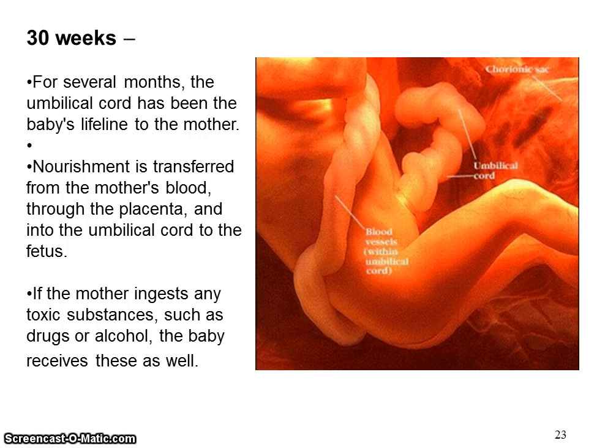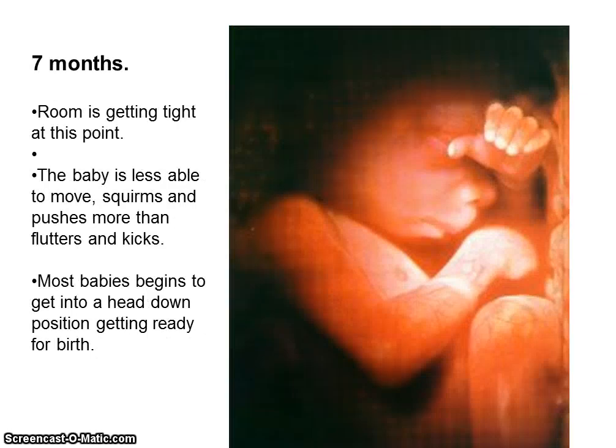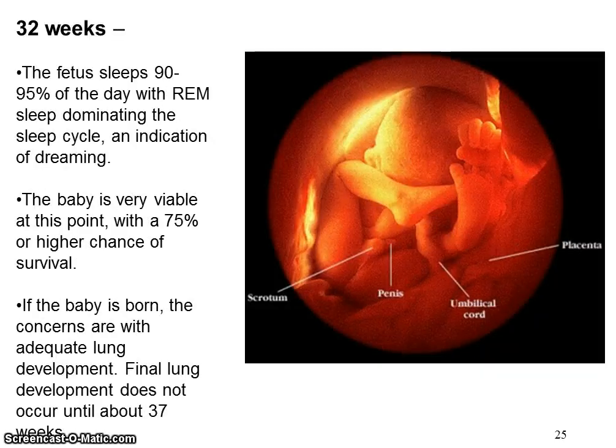At 30 weeks, the nourishment is transferred from the mother's blood through the placenta still, and if the mother ingests any toxins or anything that could be harmful, the baby is going to receive those too. At 7 months, the room is getting very tight. Most babies at this point begin to have their head down in preparation for birth.